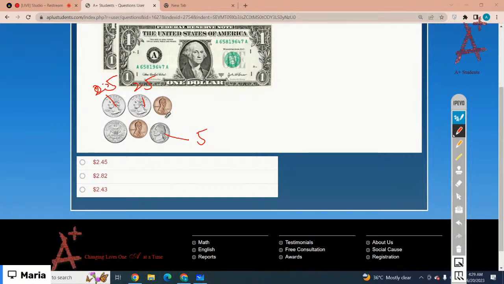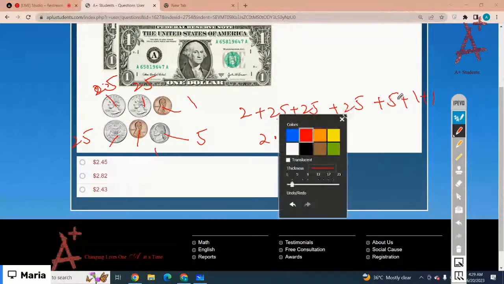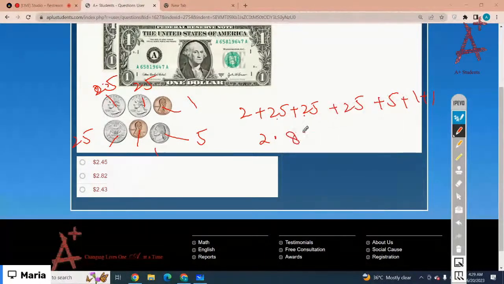Then you have this is also the quarter, and then you have one. You can count them by 1. Got it? So you have 2 plus 25 plus 25 plus 25 plus 5 plus 1 plus 1. So it would be 2. 25, 25 makes 75, and 5 makes 80 and 82. So it would be 2.82. That's the same we did on the tutorial. The correct option is 2.82.